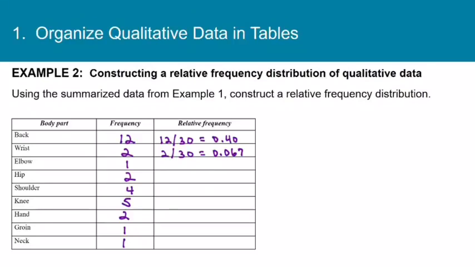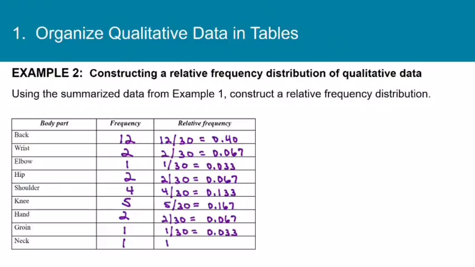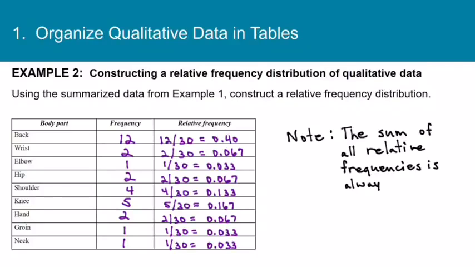There's no set number of decimal places you need to keep here. I usually keep 3. So up here, I just didn't write the third one because I didn't need it, but I usually round off at the third decimal place. So for this next category, 1 divided by 30 will be 0.033. And then 4 divided by 30 will be 0.133, and so on down the table, just dividing each frequency by 30. And notice that the sum of the relative frequencies is 1.